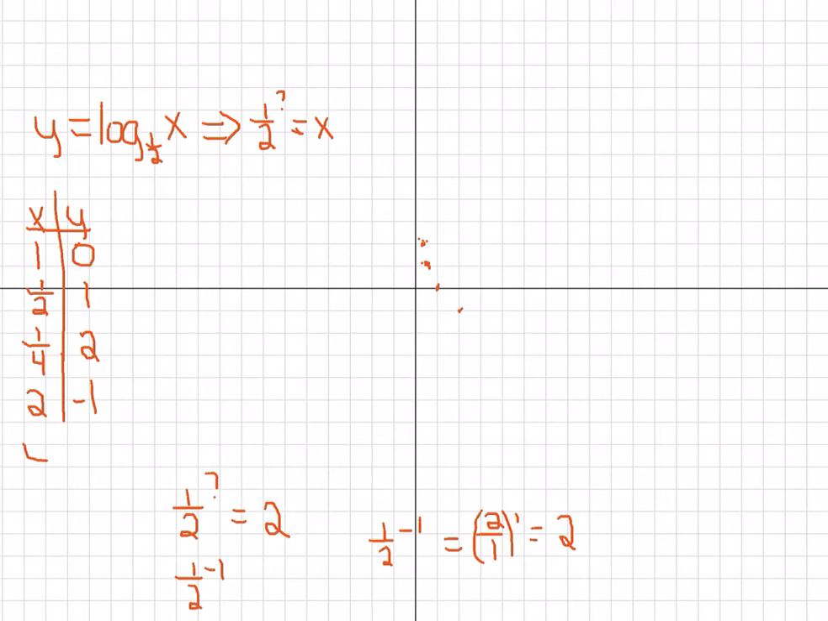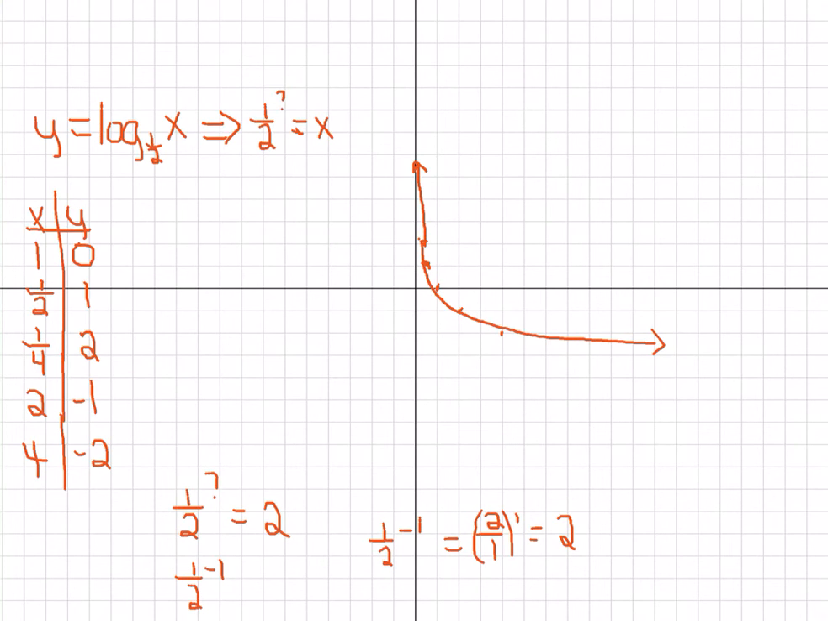The next number we could probably choose is 4. 1/2 to what power gives me 4? 1/2 to the negative 2. So 4, negative 2. This one is going to act a little bit different than the previous problems because it's going down from left to right instead of up from left to right. That's because the base is different.